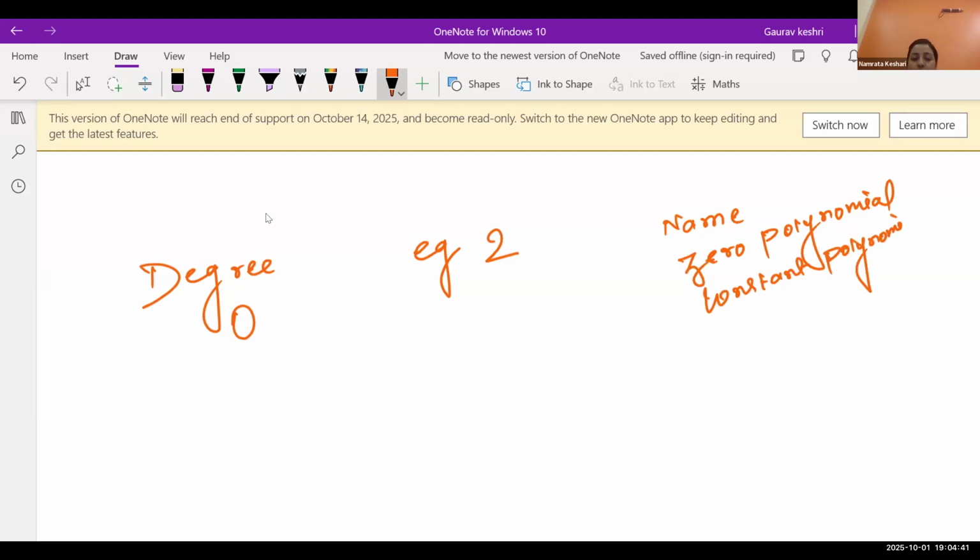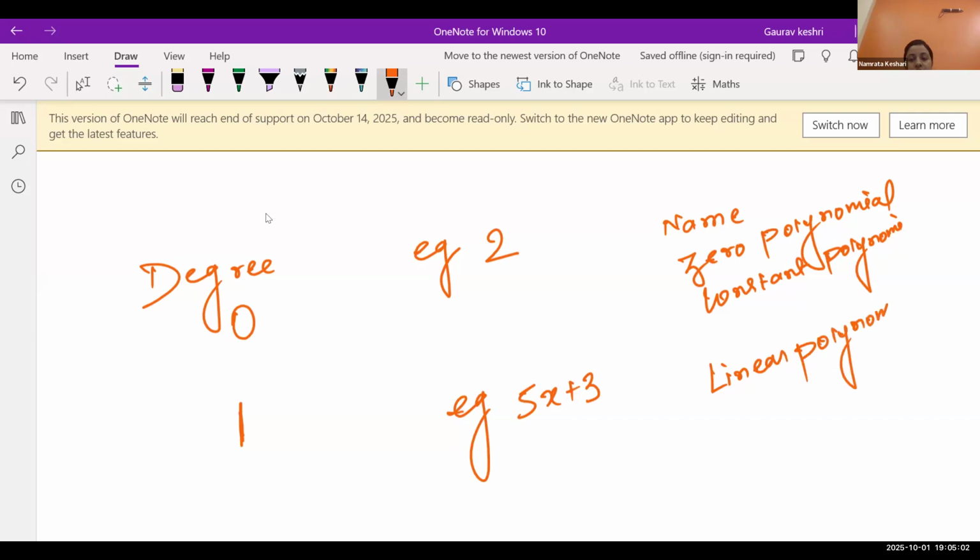When the degree of the polynomial is 1, for example, if you have 5x plus 3, here the highest power of the variable, the highest exponent of x, is 1, so the degree is 1, and the name of such a polynomial is linear polynomial.